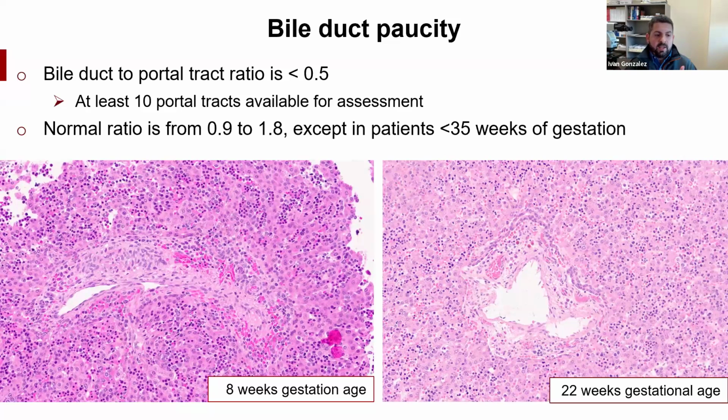So the H&E will be the first slide that got into the block. The PAS with diastase is actually the last slide, and the trichrome is right in the middle. So that way I'm doing 3 counts at different depths into the block, making sure that they are very similar. There are going to be some differences, obviously, in the number of portal tracts. But if I want to call a paucity, hopefully my 3 counts will be consistent with that diagnosis. Your normal ratio will be 0.9 to 1.8, except in premature infants less than 35 weeks of gestation.